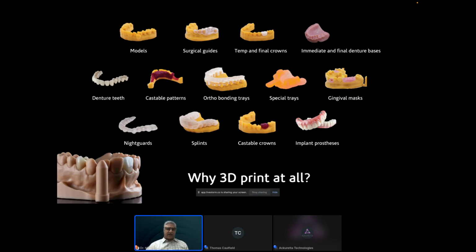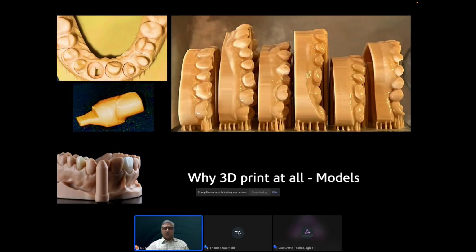You'll notice I left out castable patterns and castable crowns. That's not something I've ever done, but certainly that's a laboratory application. Those castable resins burn out completely, allowing somebody to cast in gold or whatever metal they're looking to cast in. But I've certainly done everything else, and that's a wide range of applications if you needed a reason to get into 3D printing at all. I'll go through some of the more common things I do with my 3D printer very quickly.